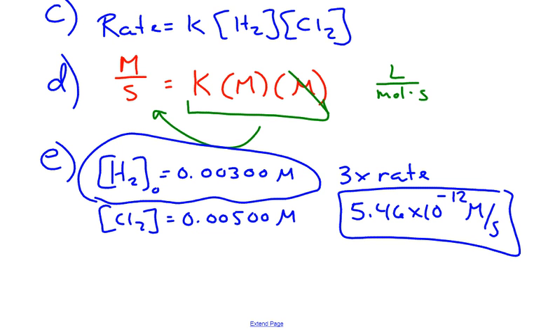I think it asks for that. No, it doesn't, but the unit's from the table. So I just took 1.82 times 10 to the negative 12th and I multiplied it by 3.